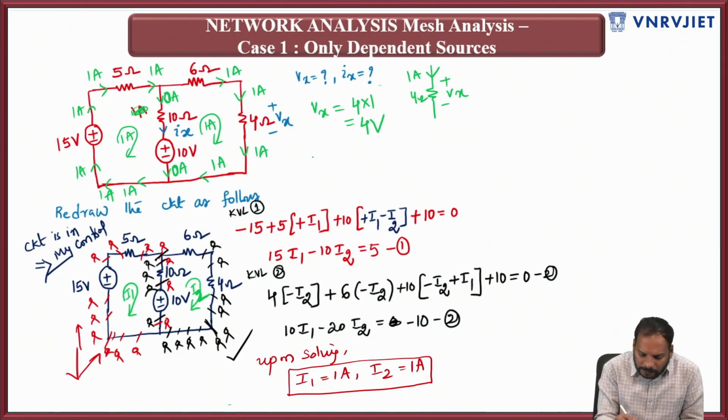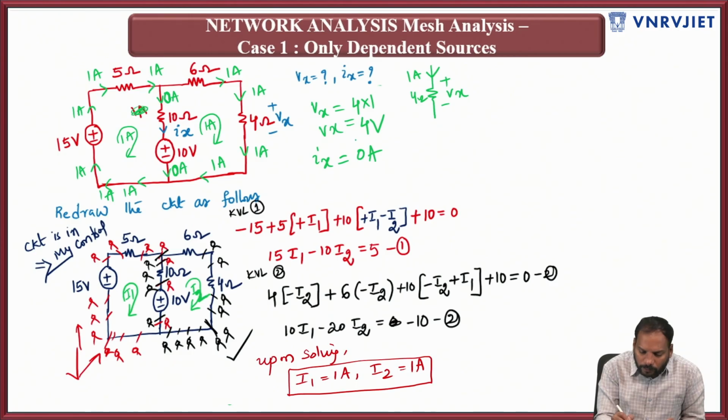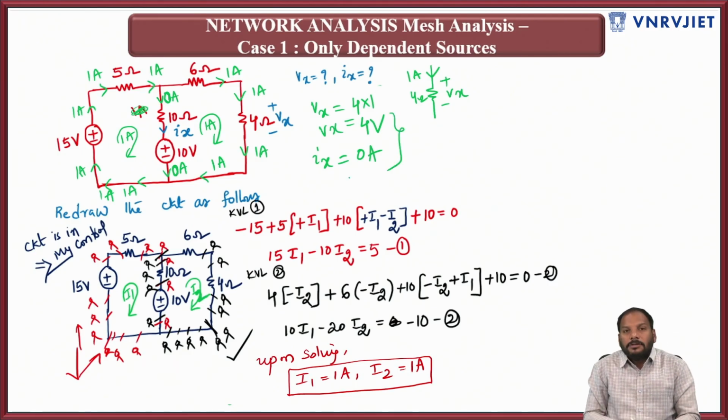Then coming to Ix, the current in that 10 ohm branch is 0. So this is 0. So Vx is equal to 4 volts and Ix is equal to 0 amperes. This is how you calculate the respective unknowns once you have the mesh analysis solutions, that is, the mesh currents.